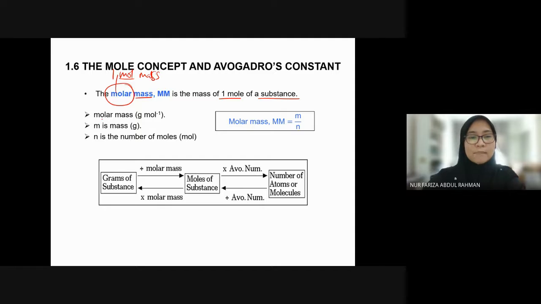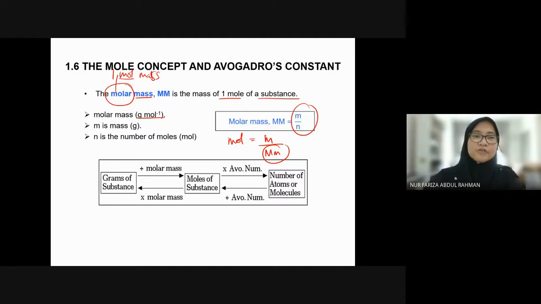So we know that the molar mass of a substance is in gram per mole, m is mass, n is the number of mole. So by using the formula, we know that mole is equal to mass over molar mass. If we want to find the molar mass, then we could rearrange this, and we will end up with molar mass equals m over n, mass over mole.